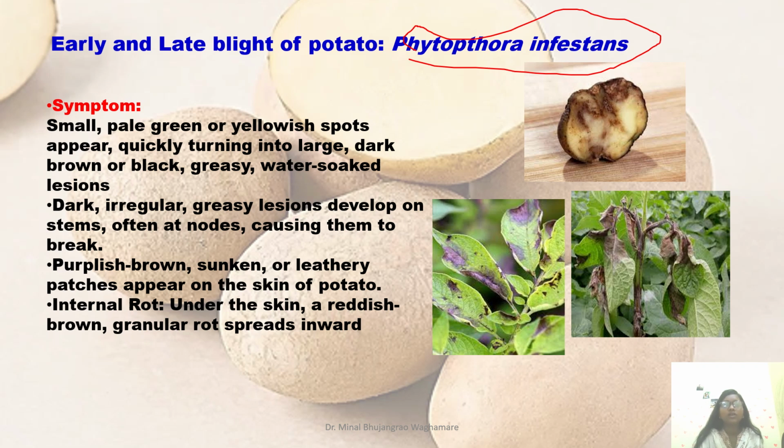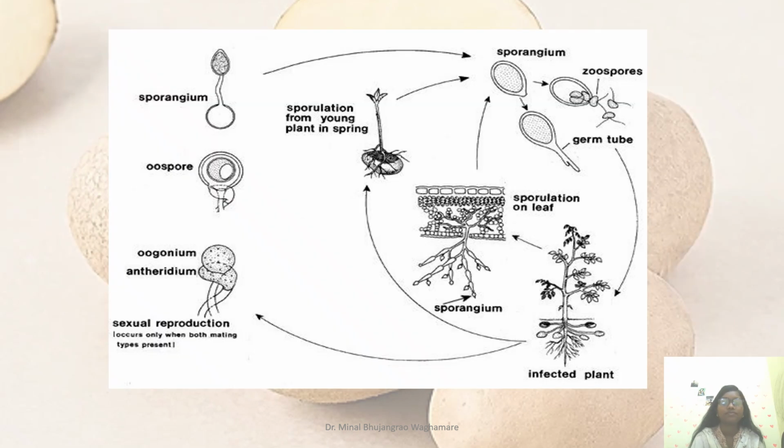So coming to the symptoms, we can see that first of all, yellowish color, water-soaked lesions first appear on the leaf surface. First yellowish color spots appear on the leaves. Eventually they turn into purplish to brownish color. Such spots appear on the leaves as well as stems as well as on the tuber. We can see purplish brown and sunken patches on the tuber, and it leads to the rotting of the tuber inside, which is generally not preferred in the market.